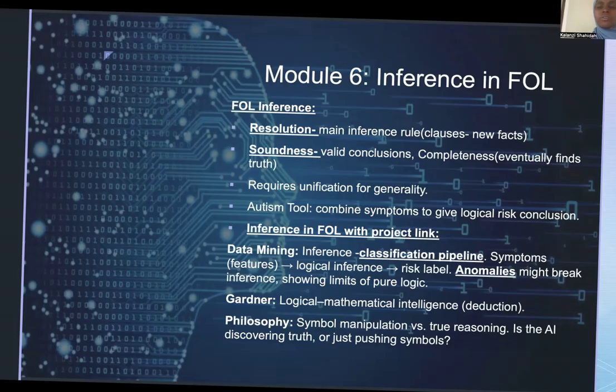Then for the autism screening tool, we combine symptoms to give a logical risk conclusion. That is how we can use the inference. We shall combine different symptoms, then we can give out logical risk conclusions. In data mining, inference can also reference the classic pipeline, because symptoms, or you can say features, imply logical inference, and they also give you a risk label. Then Gardner's intelligence type will be the logical and mathematical, because we are deducing conclusions. We have deduction. Then in philosophy, we shall have symbol manipulation versus true reasoning, whereby is the AI truly discovering the truth, or is it just pushing symbols.